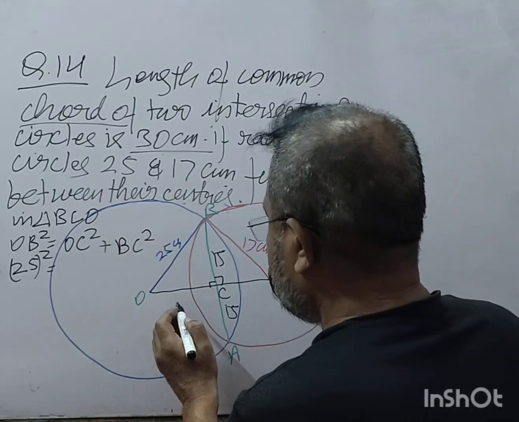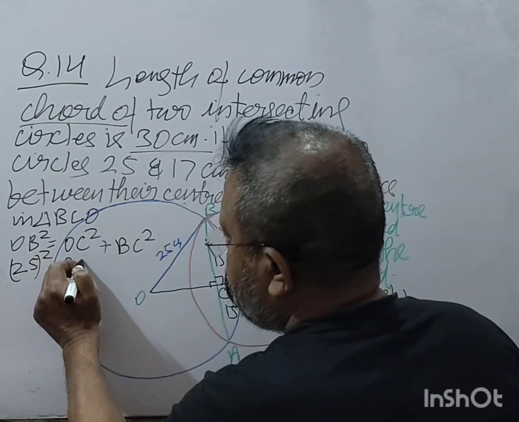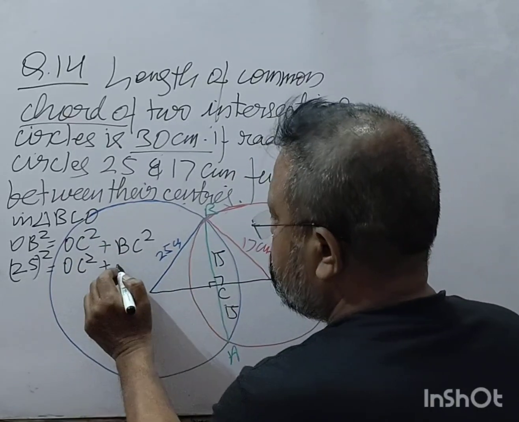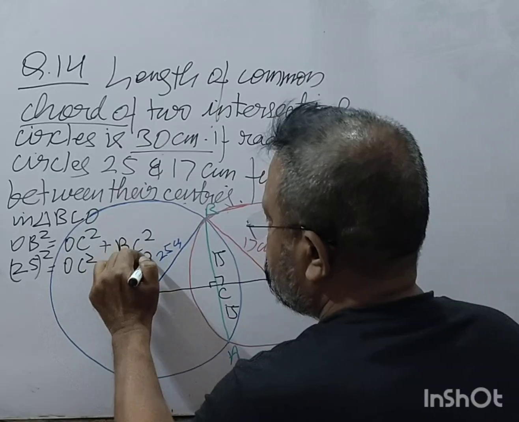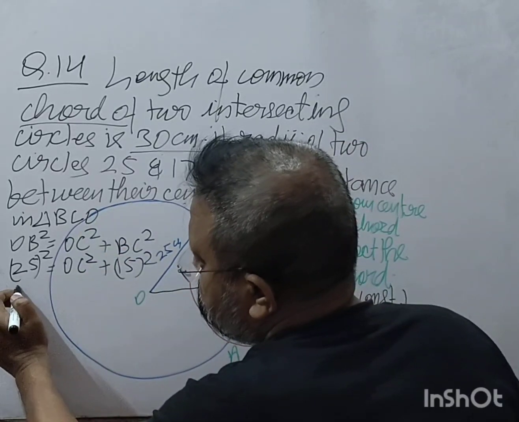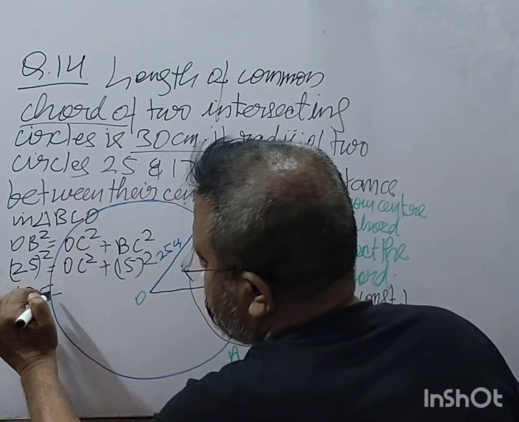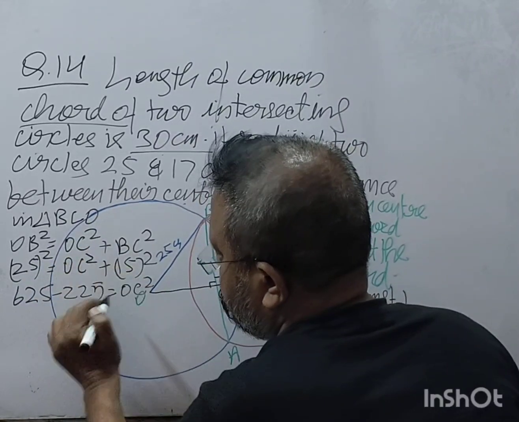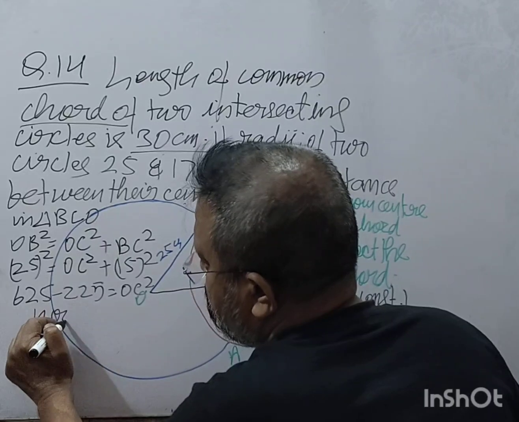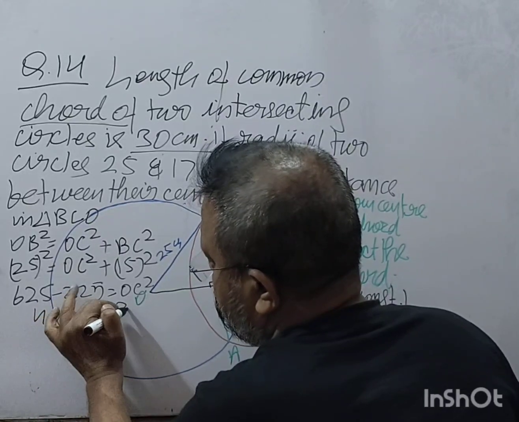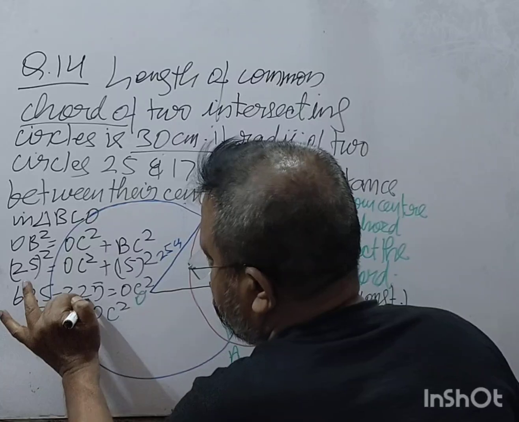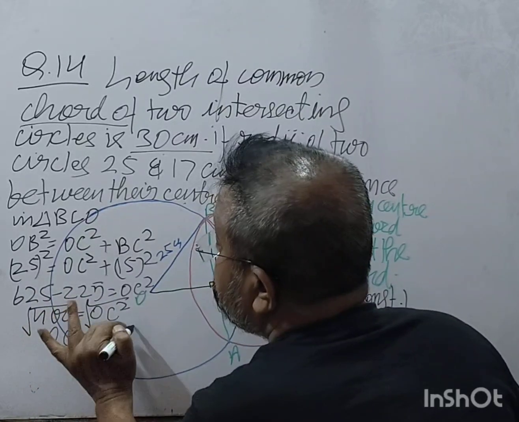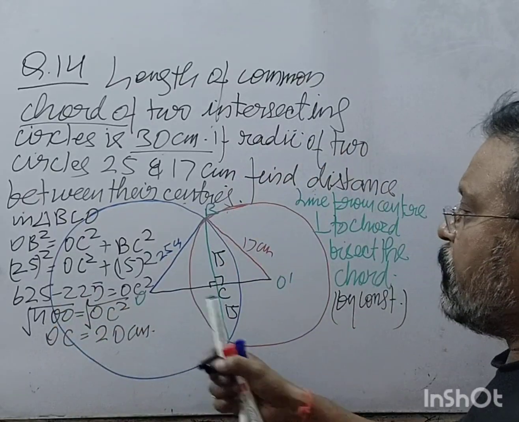We have to find OC square. OC square plus BC is 15, so 15 square. So it is 625 minus 225 equal to OC square. So it is 400 equal to OC square, taking root on both sides. So OC is equal to 20 centimeter. You get that?